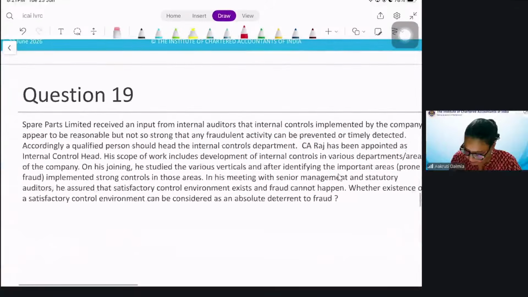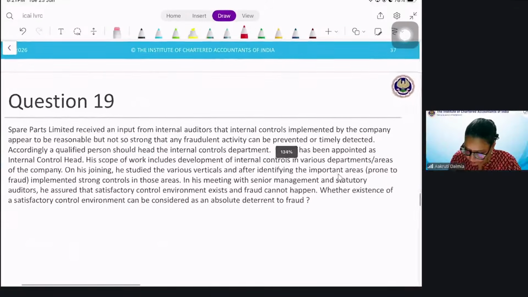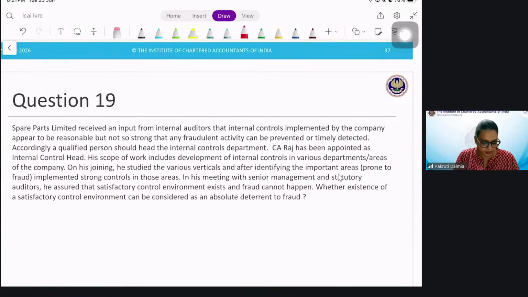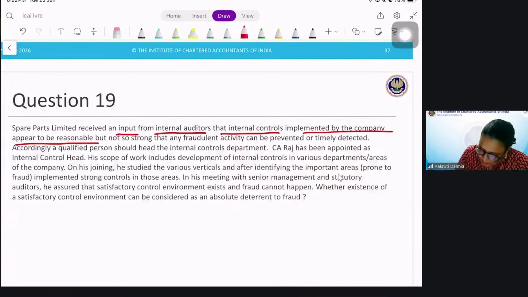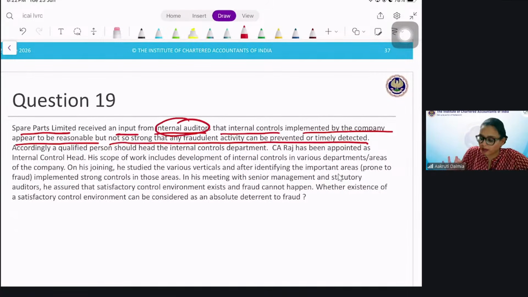Next. Spare Parts Limited received an input from the internal auditors that internal controls implemented by the company appear to be reasonable, but not so strong that any fraudulent activity can be prevented or timely detected. So, the company is being told by their internal auditors what is the problem with their controls. Accordingly, a qualified person should head the internal controls department. CA Raj has been appointed as internal control head.